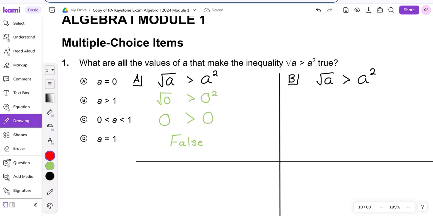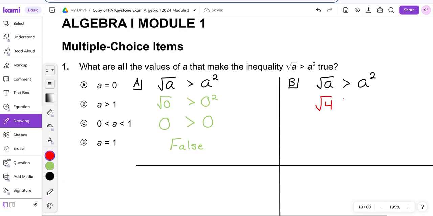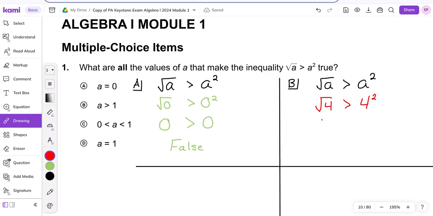Now I'm going to pick 4, and the reason I picked 4 was I'm doing the square root of something, and I know 4 is a perfect square. So if I test 4, the square root of 4 greater than 4 squared, we would get the square root of 4 is 2, and 4 squared is 16. We know that 2 is not greater than 16, so this one is also false.